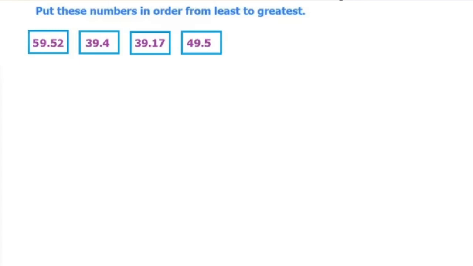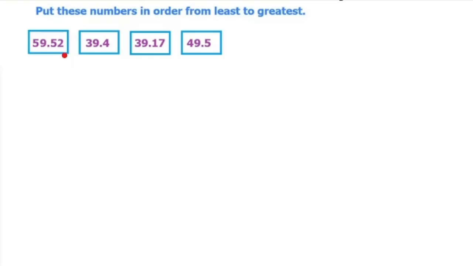In today's lesson, we're going to put some decimal numbers in order. So if we have a problem like this that says put these numbers in order from least to greatest, and we have some numbers here, 59.52, 39.4, 39.17, and 49.5.